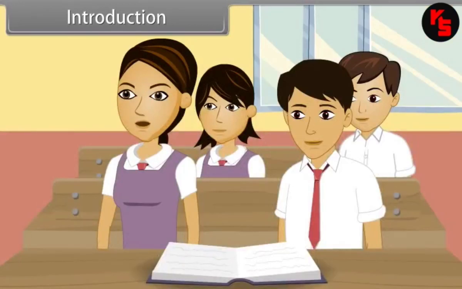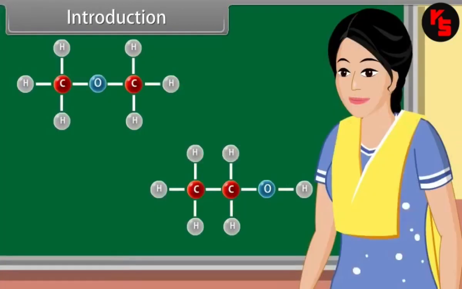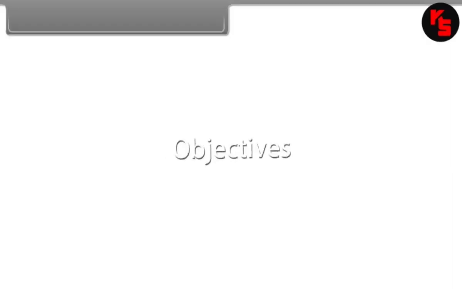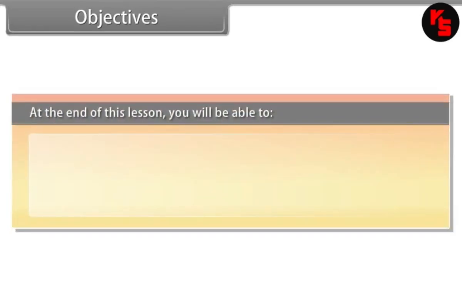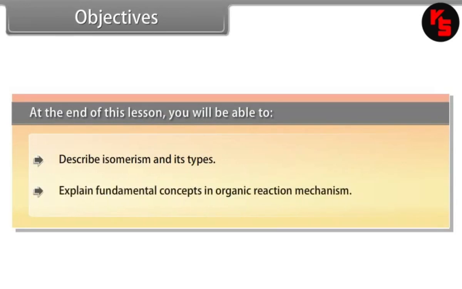Teacher, what is reaction mechanism? Reaction mechanism is a sequence of steps during which chemical reactions occur. In this lesson, you will learn isomers and fundamental concepts in organic reaction mechanisms. Objectives. At the end of this lesson, you will be able to describe isomerism and its types, explain fundamental concepts in organic reaction mechanisms.